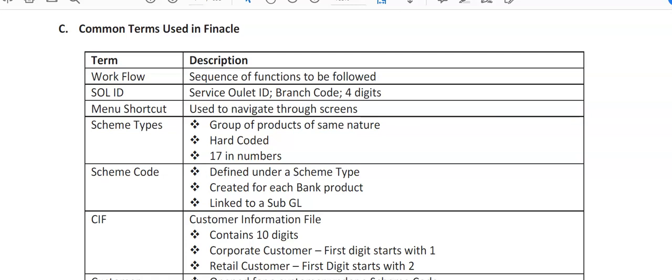It contains 10 digits. It can vary as per the bank's requirements. Corporate customer first digit starts with A, retail customer first digit starts with 2. So various banks have different customizations. It may vary. I'm just giving you an idea about how this KIF ID is created.